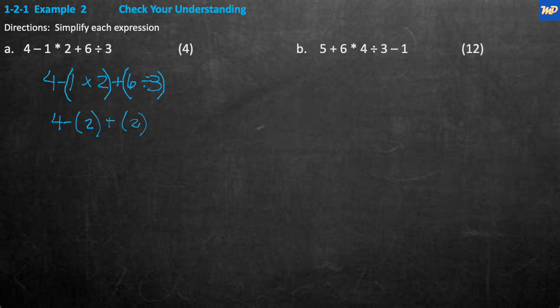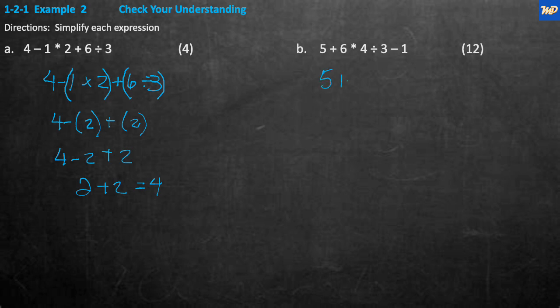And it's addition and subtraction now. So I think I'm going to write it: 4 minus 2 plus 2. You go from left to right. 4 minus 2 is 2 plus 2 equals 4. Let's do B.